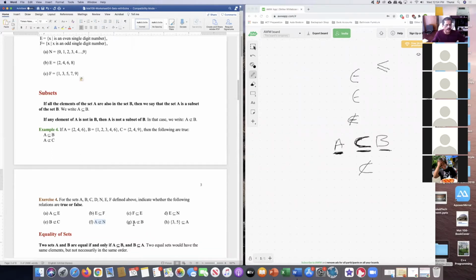Okay. All right. So A is actually a subset of N. So A not a subset of N is false. So this is false. Next statement says A is not a subset of B.